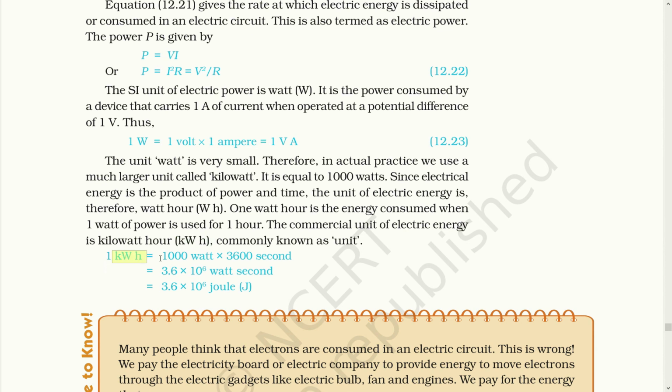kilowatt hour. That is equal to 1000 watt into 3600 seconds, and it will be converted into 3.6 into 10 raised to 6 joules. So that is the one unit used in our home, and that is the reading that we get when we receive our meter bill.